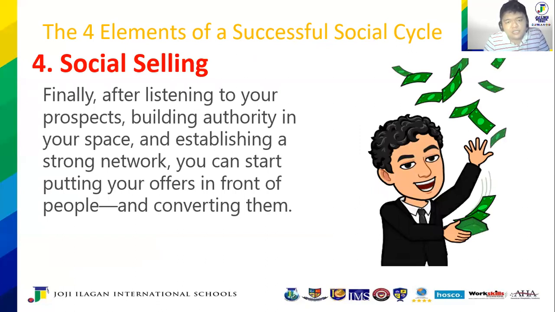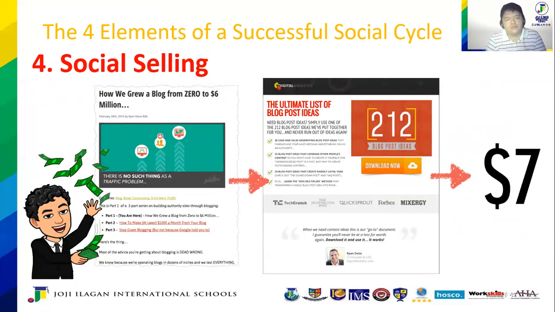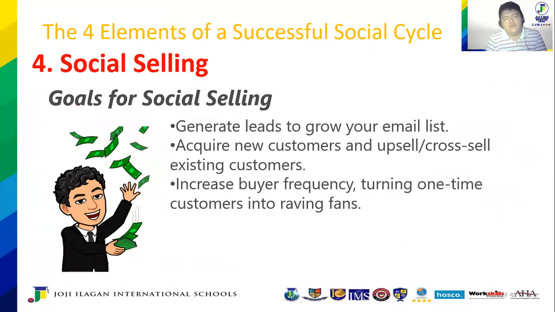And last of the successful social cycle is social selling. Again, generating leads, generating sales. It's always about building a strong network. You listen to your prospects, building authority. You can now start converting them into maybe cash or incentives, whatever benefits your business. As long as you structure your ads properly and you set up the monetization effectively, you can earn as much as, for example, $7 per click on these particular social media platforms, and then it directs to your website, and then you earn a certain amount of money. That's huge.